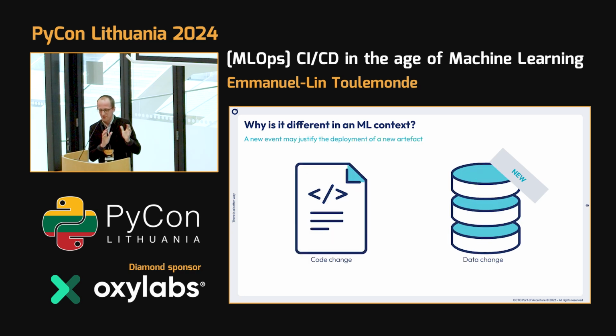And there is another specialty, which is that we have a new event that might justify the deployment of an artifact. In software development, you change the code, you deploy the code, okay? In machine learning, well, you might not change the code, but retrain your model on new data, on other data, and you still have to deploy it, okay? So two triggers and two artifacts to handle.